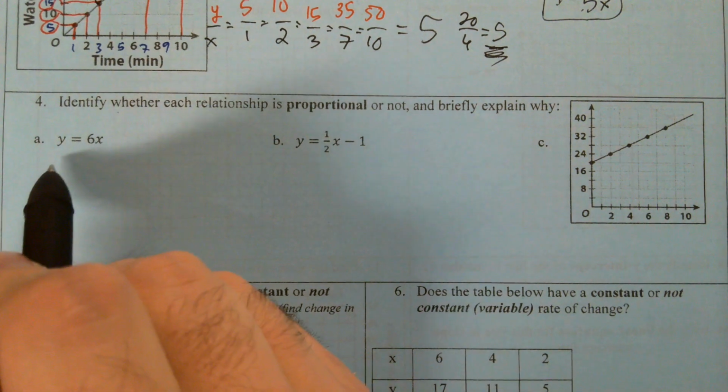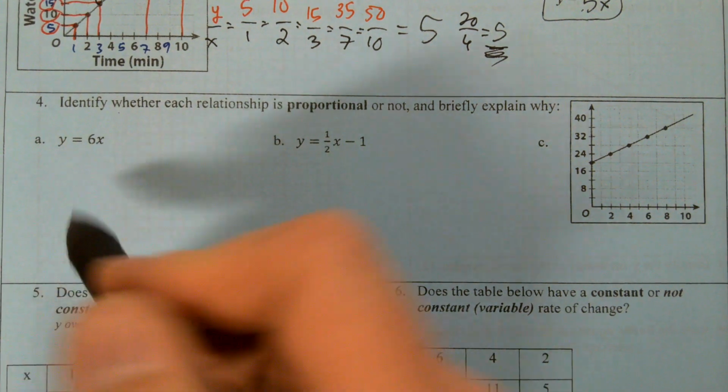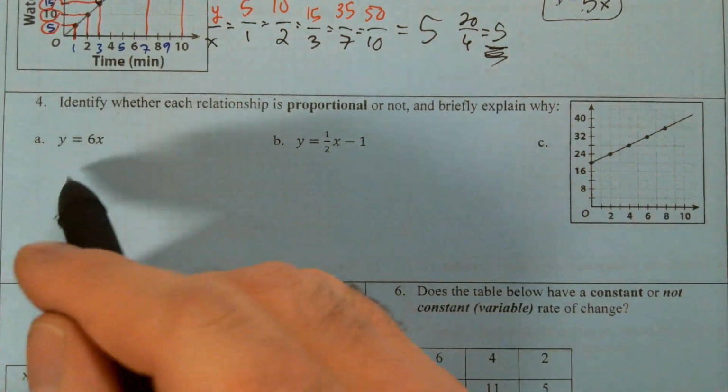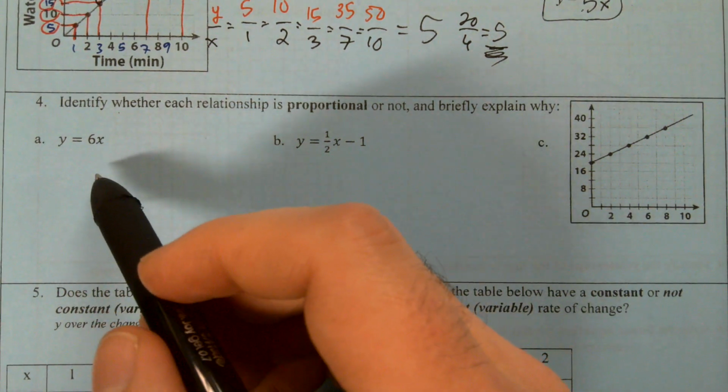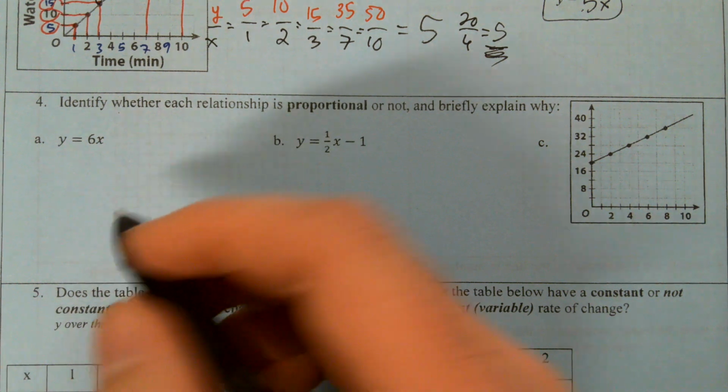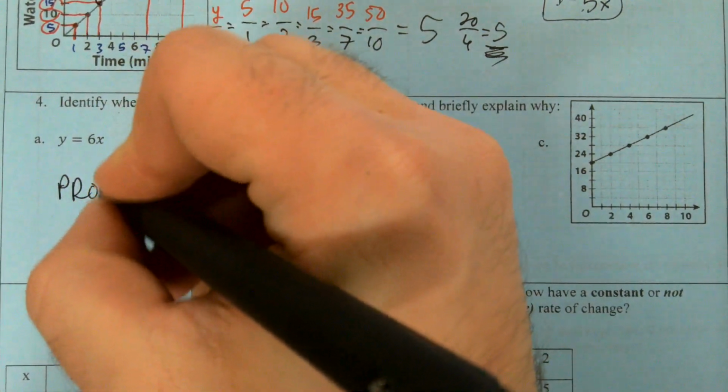So 4a, we've got y is equal to 6x. Real quick, give me a thumbs up if this is proportional, thumbs down if you think it's non-proportional. This one, first one, 6x. Good, I see all thumbs up. This is proportional.